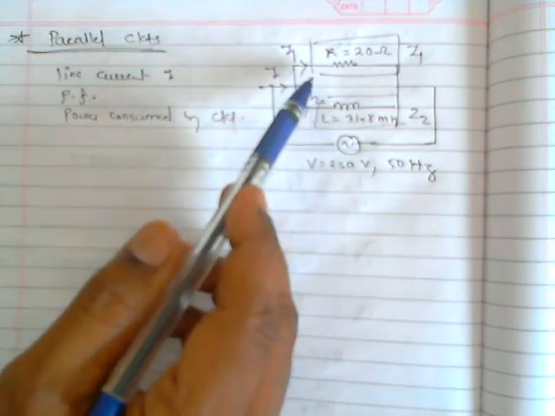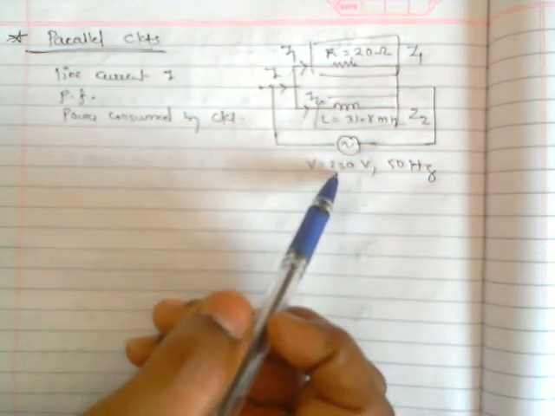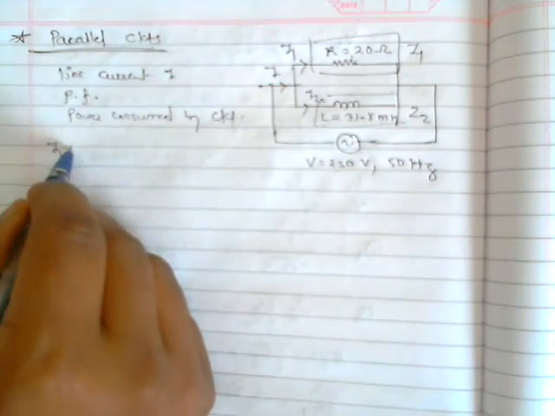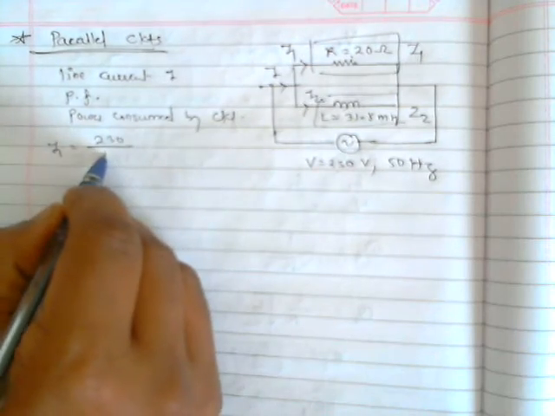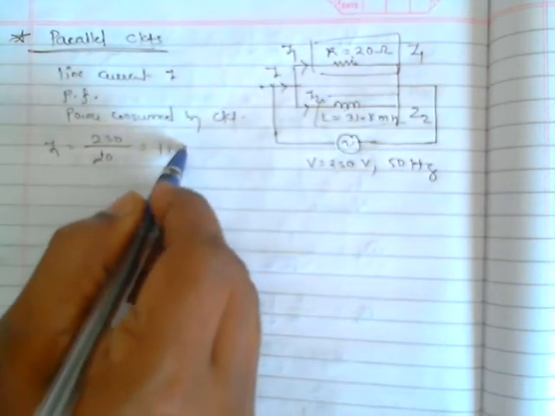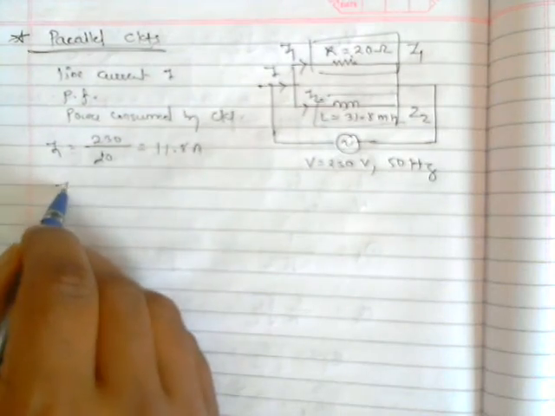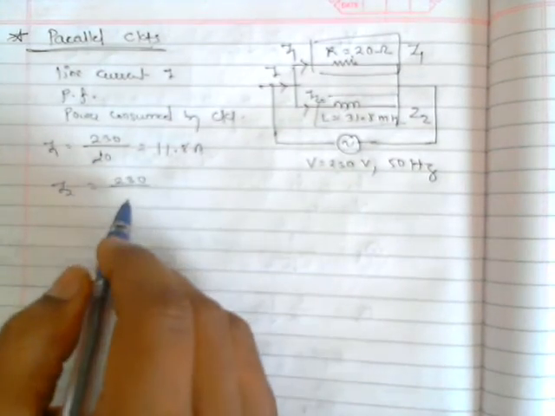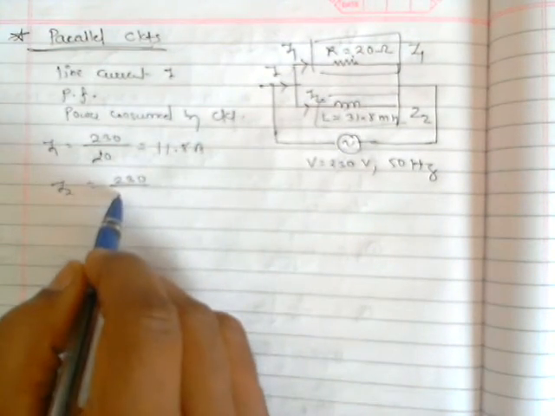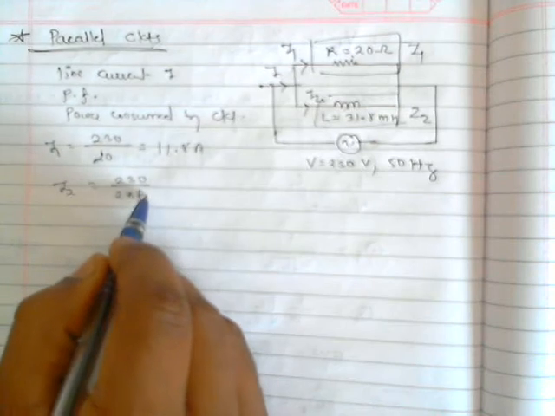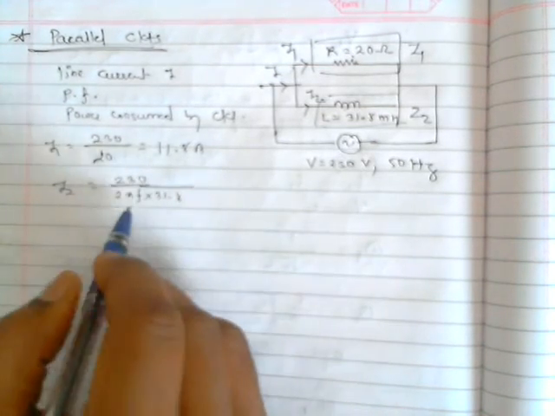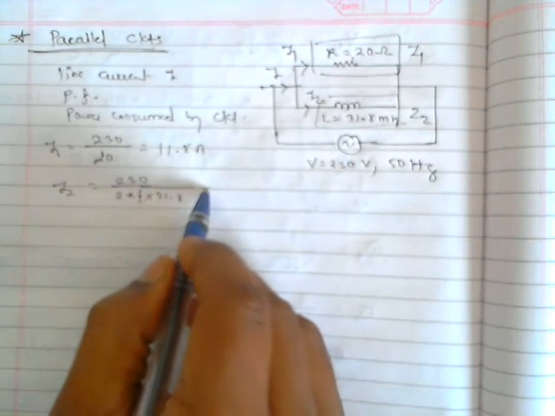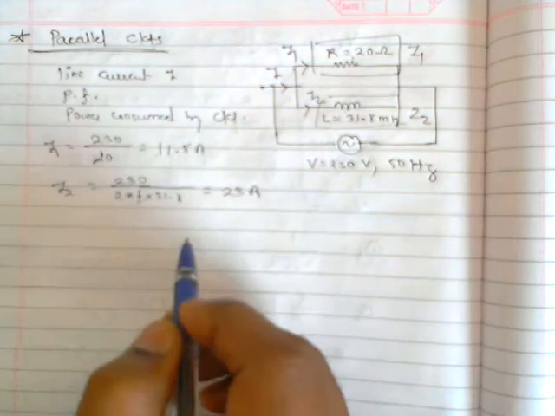See here, R is given, voltage is 230. Voltage will be same in a parallel circuit. So how to get current I1? Simply I1 is nothing but voltage, that is 230, divided by resistance, 20. So it comes 11.5 ampere. Similarly, how to get I2? It is also 230 divided by the inductance, but you cannot directly take L, you need to take XL. XL means 2 pi F into L, that is 31.8 millihenry, where F is 50, that is given. Solve this and you will get 23 ampere as I2.